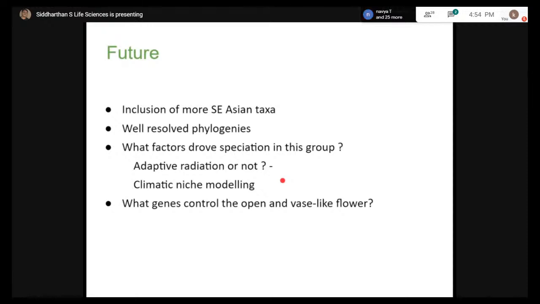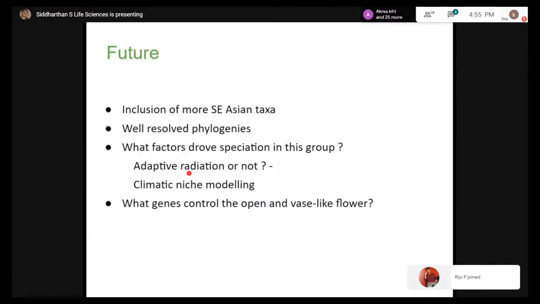There are a lot of different soils and climates within the Western Ghats. So each of these plants goes and adapts to that particular climatic condition. And since there is a wide variety of climatic conditions, there must be more species. That is what I'm thinking as of now. But more work is needed, like we can do climatic niche modeling.